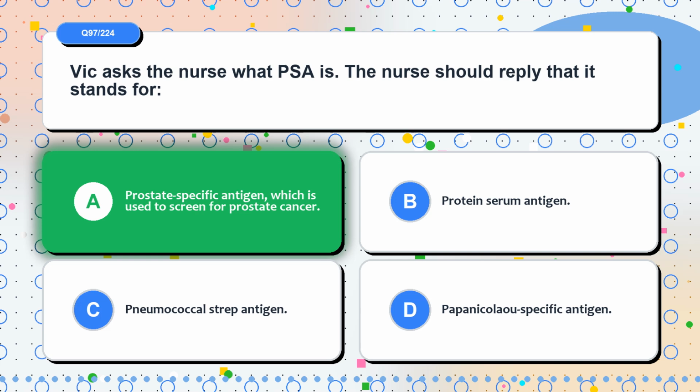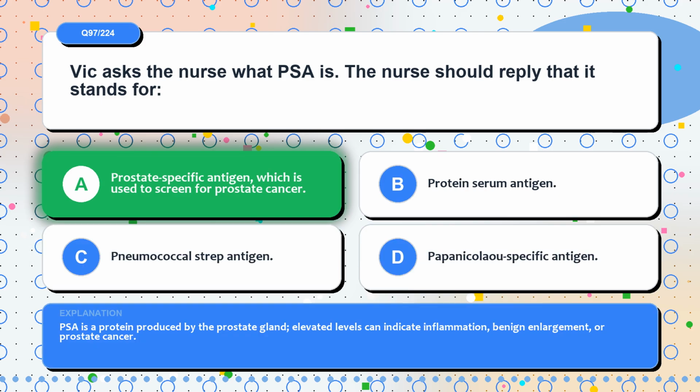The correct answer is option A. Prostate-specific antigen, which is used to screen for prostate cancer. PSA is a protein produced by the prostate gland. Elevated levels can indicate inflammation, benign enlargement, or prostate cancer.